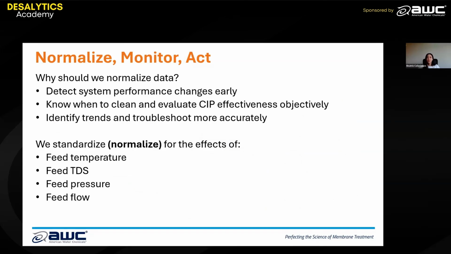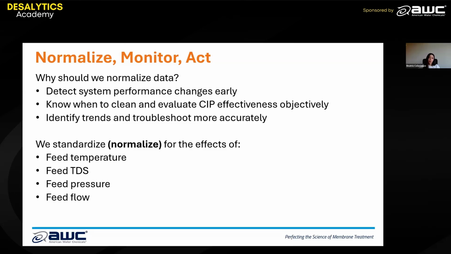But we finally come to the monitoring side of things. So one of the most underused and powerful tools in system performance is normalizing your data. So this can help us detect any change in the performance before it's too late, before any damage takes place, or it's much harder to clean. It helps you establish when to clean.